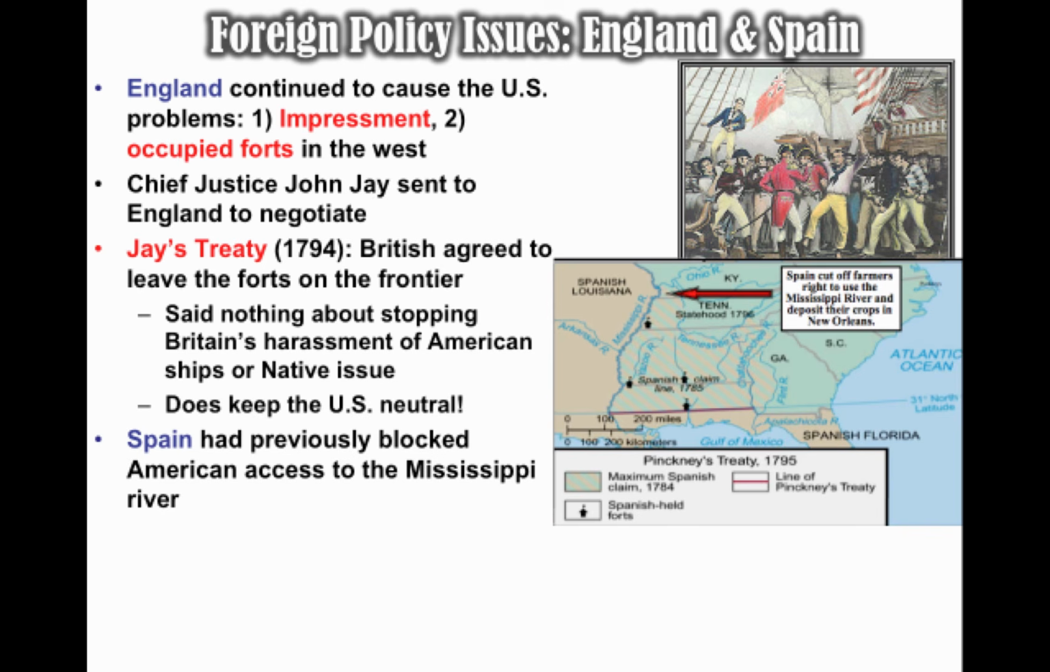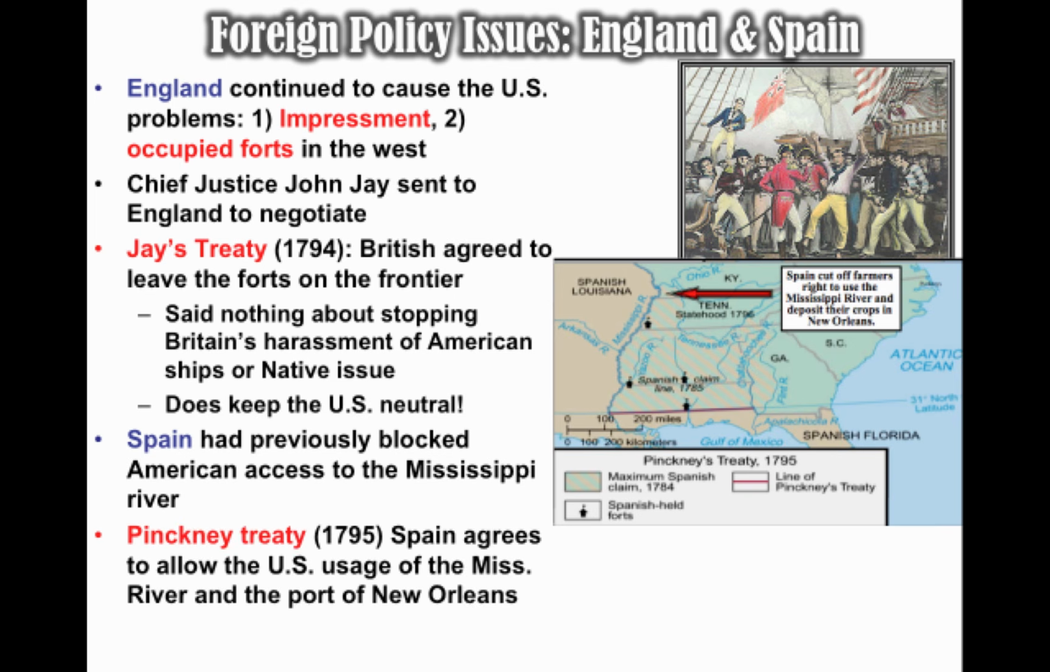Another issue is Spain. Recall, Spain had previously blocked American access to the Mississippi River, and under the Articles, we were powerless to deal with this issue, and George Washington wants to deal with Spain as well. Spain gets a little nervous once the U.S. is talking to England, so they're willing to negotiate, and that leads us to Pinckney's Treaty of 1795. Spain agrees to allow the U.S. usage of the Mississippi River, and, very important, the right of deposit at the port of New Orleans, which is hugely important to people on the frontier, farmers, because that is their trade.